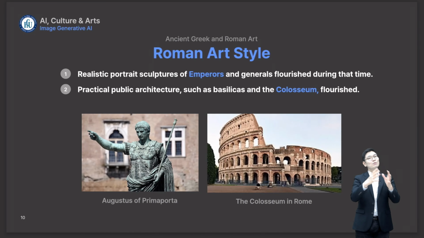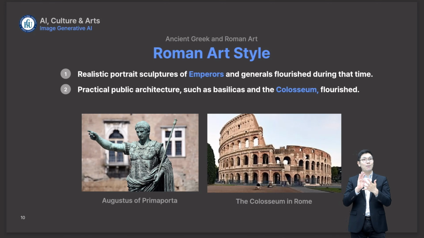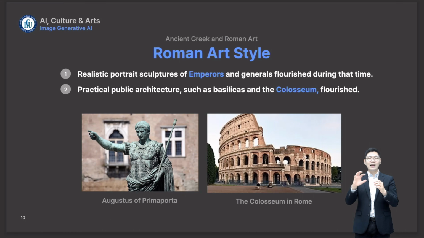And then we're going to move to the Roman art style. Realistic portrait sculptures of emperors and generals flourished during that time. There were a lot of wars and many conquests, and they gained power. So the art represents their history. Also, I'm pretty sure the Colosseum in Rome is really famous. Those are the big symbols in Roman art styles.